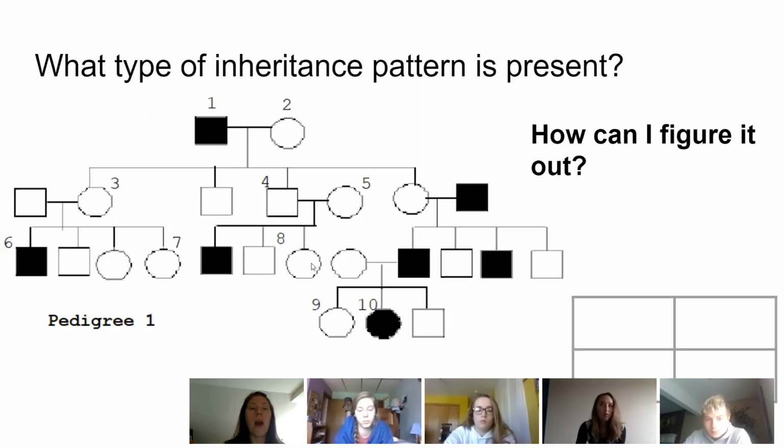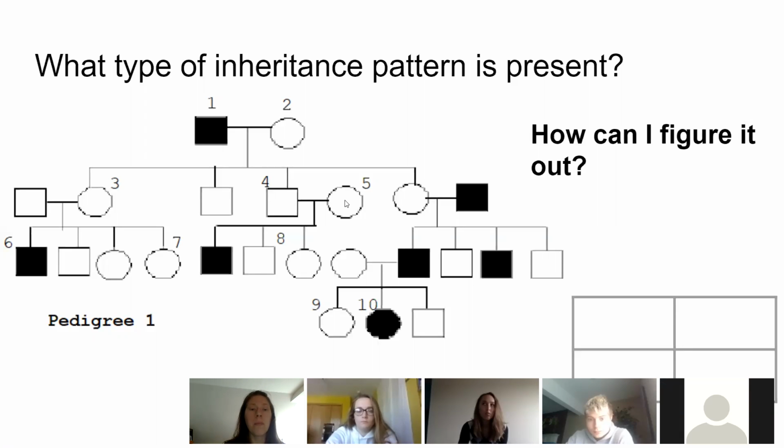To figure out how that could work if it's a sex-linked trait, mom could be a carrier, and she gave that gene to her son, and then dad gave the Y chromosome, so that could be how he got it. This boy could have gotten mom's X chromosome with her normal gene, and the Y from dad. And then this daughter could have gotten the normal gene from dad, and could have the normal or the affected gene from mom. We don't know, because these aren't half shaded. So that's the thought process that I go through.